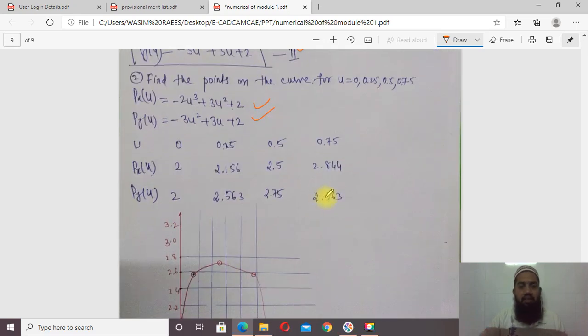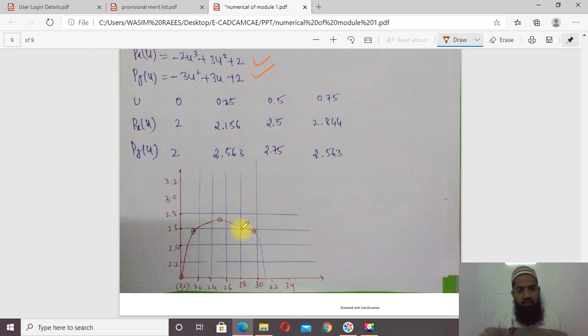And the last step of this numerical is that you just have to draw all these points on the curve. I am taking here 2 comma 2 as the origin, and after that I have located all these points, 2.156, 2.1, 2.563 at this point. This again 0.5 you can write down also here. This is u equal to 0 here, u equal to 0.25, u equal to 0.5, u equal to 0.75, and after that I connect all these points to get this kind of curve.